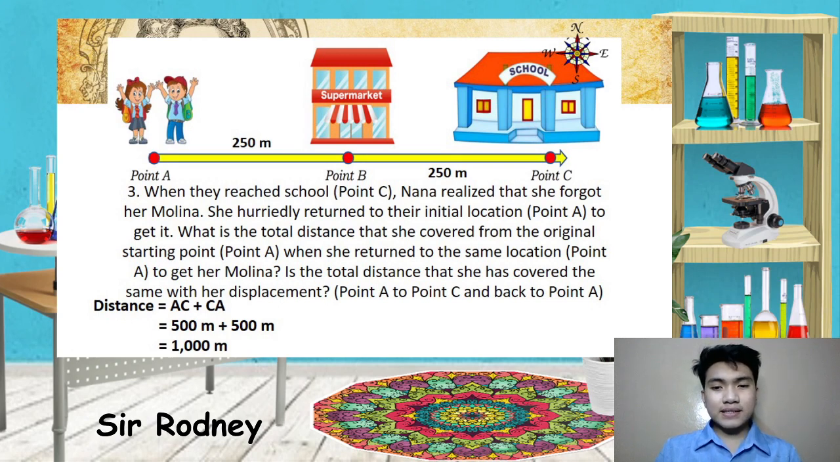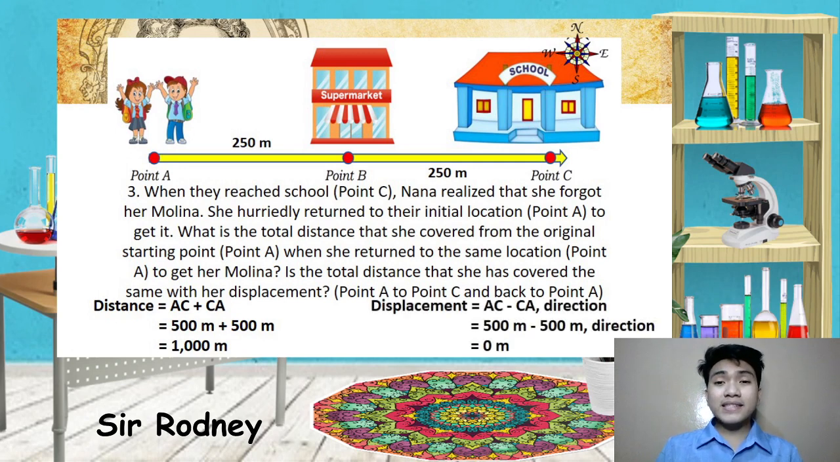Is the total distance that she has covered the same as her displacement? The answer will be no, because she returned to her original position. So, our equation would be AC minus CA. Since AC is equal to 500 meters, while CA is equal to 500 meters also, therefore, the displacement is equal to 0. Since displacement is defined as the shortest distance between the initial position and the final position.